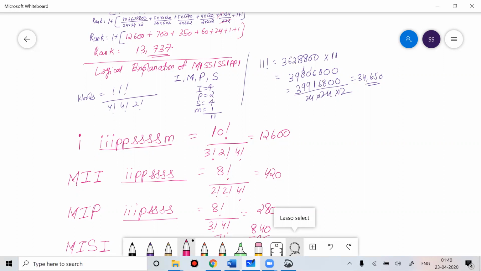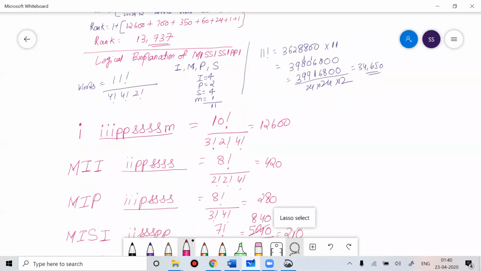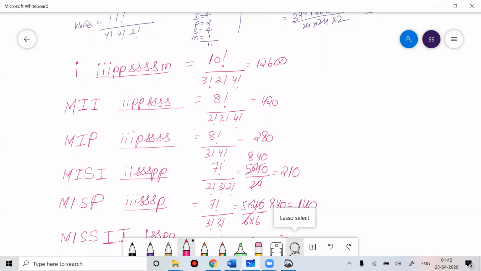That is 40320 divided by, this should be 24 into 4, 96. So this should be 420. Okay. Then this is 8 factorial. 8 factorial means that is 40320 divide by 24 6, 24 6 is 144. 40320 divide by 24 6, that is 280.